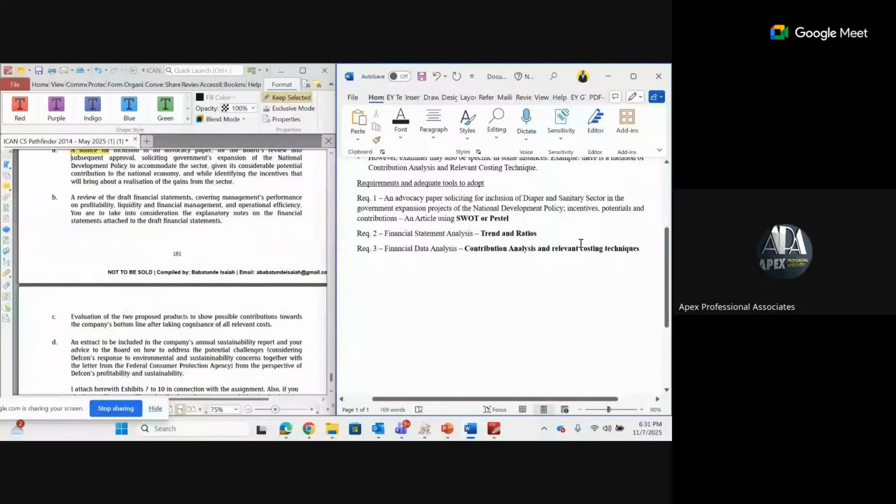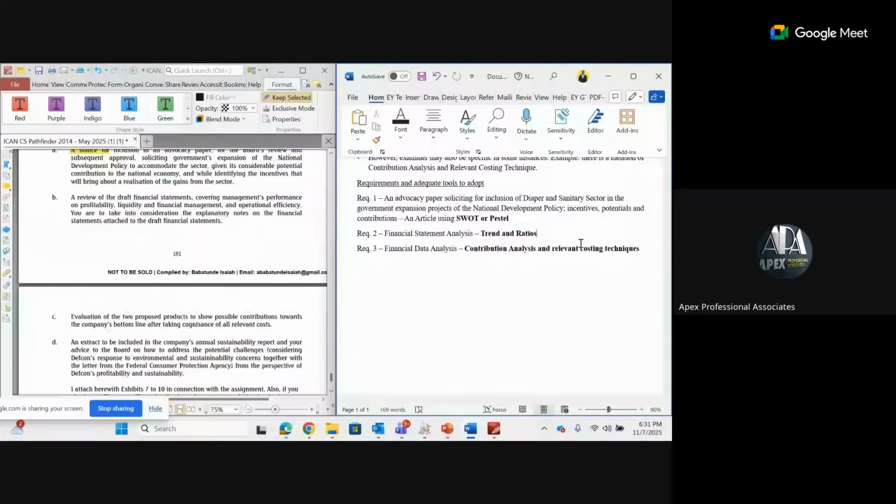So we have to evaluate the two proposed products, BioPad and BioDAP, to see whether they have a positive contribution. If they have, we would advise the company to go ahead and introduce those products. If they do not have a positive contribution, that means they are not viable products for them to adopt.